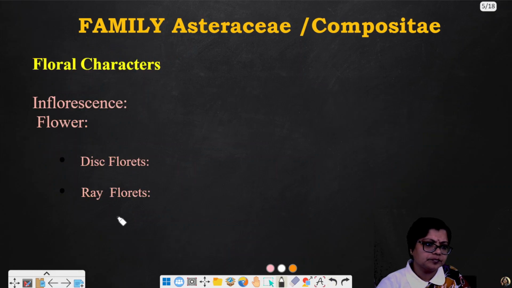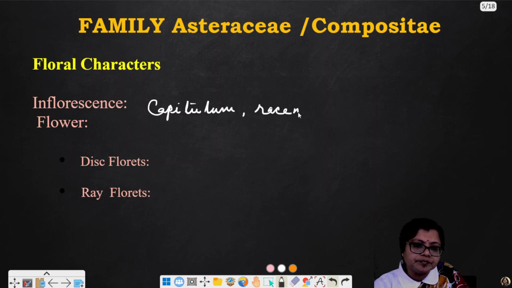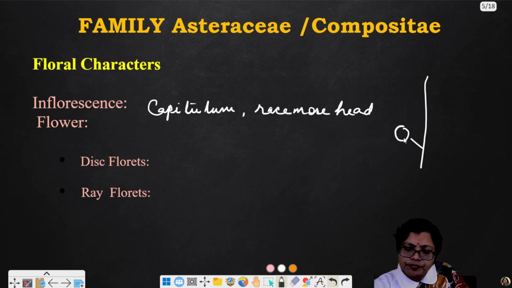Next, floral characters. Inflorescence. The unique feature of the family Asteraceae is the presence of capitulum. Capitulum is the racemose head. What does it mean? Racemose inflorescence means indefinite growth. The flowers first open from the base, acropetal succession, then the second one, then the third one, and in this way, unlimited growth.